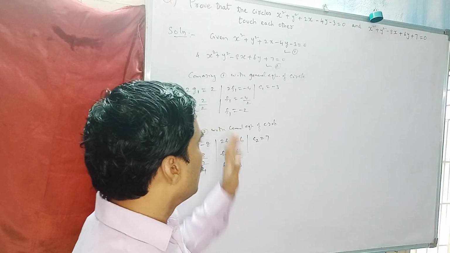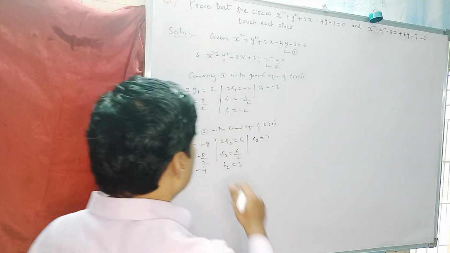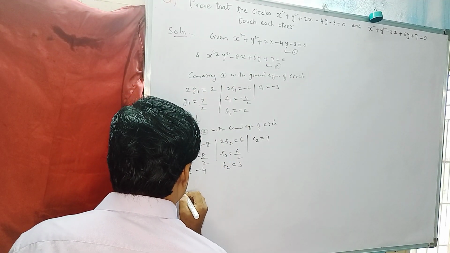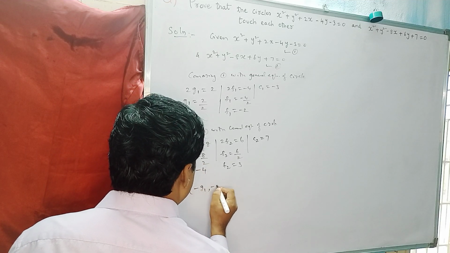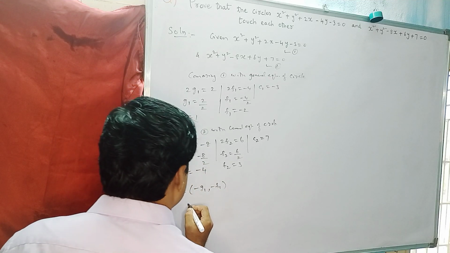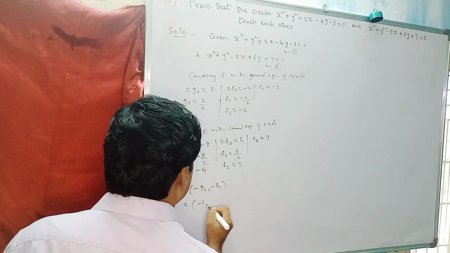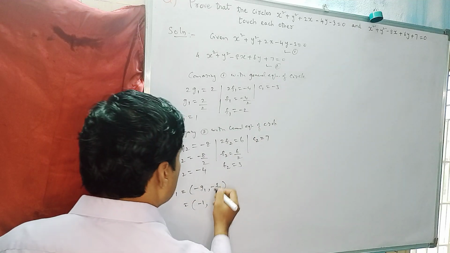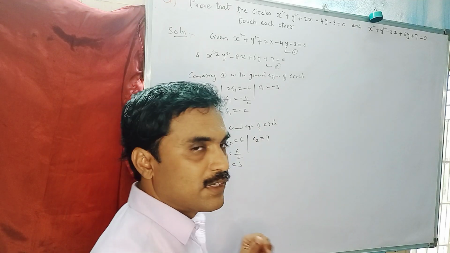So what is the next step? From these values we will find c1 and r1. What is c1? The center c1 formula is minus g1 comma minus f1. So what is minus g1? The g1 value you got is 1, so minus 1 comma, and f1 value is minus 2, so minus minus is plus 2. So this is c1. We got the c1.